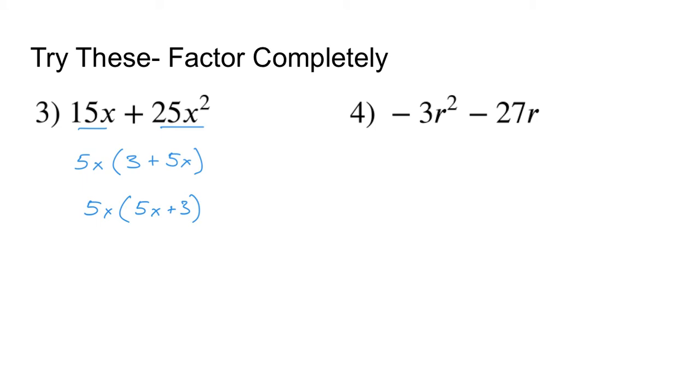Okay, what about with number 4? What can I divide into negative 3r squared and negative 27r? Do you see how that negative's in both of those problems? So I'm going to go ahead and pull out that negative as well when I factor. So I'll make it negative 3 and then r. And then I get negative 3r times r, plus 9. We end up with a final factored form there.